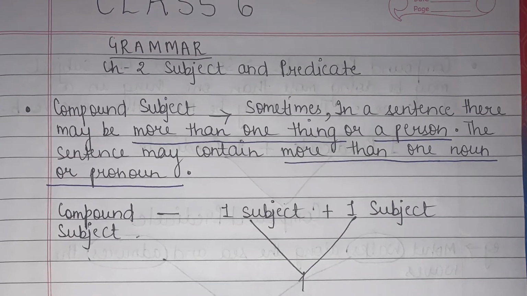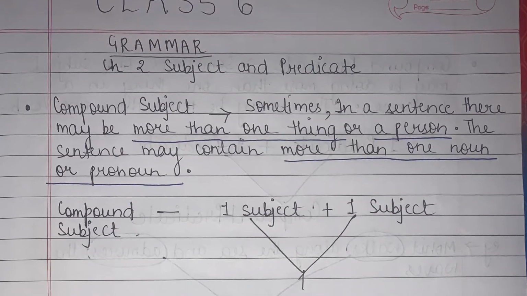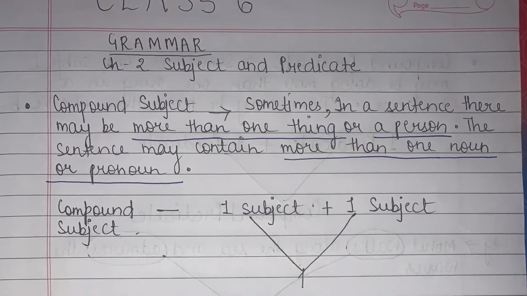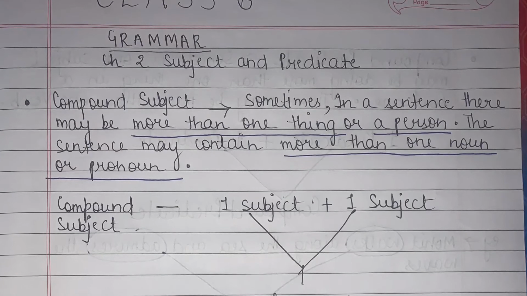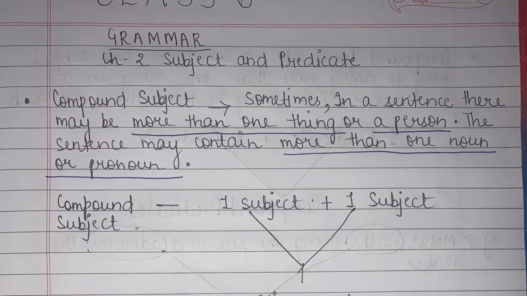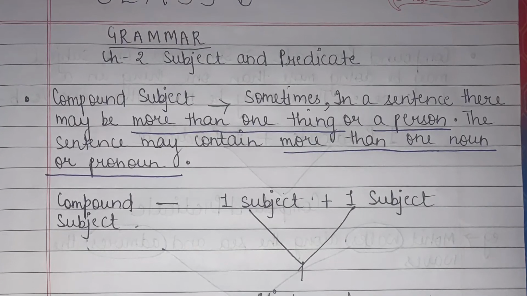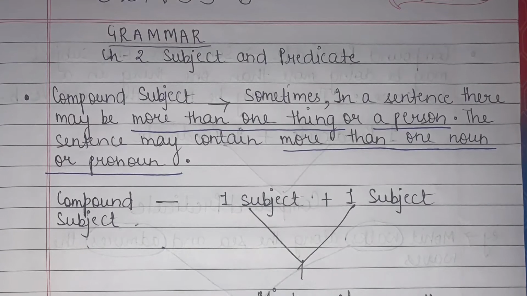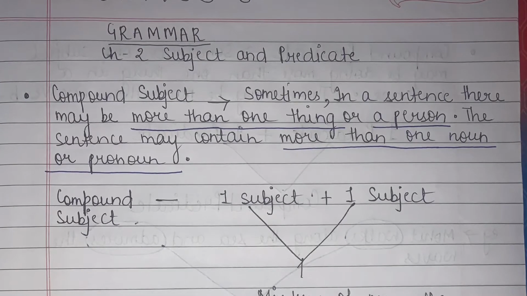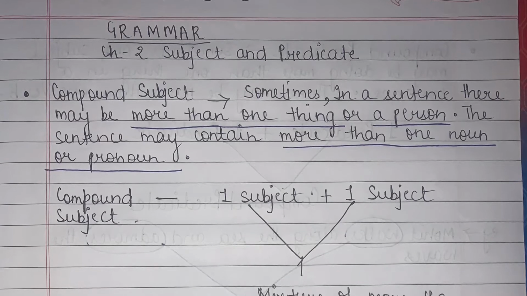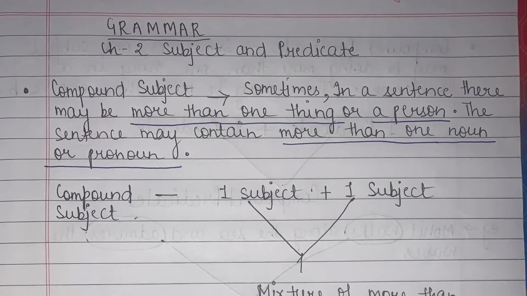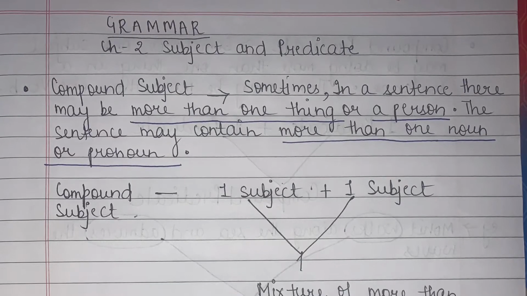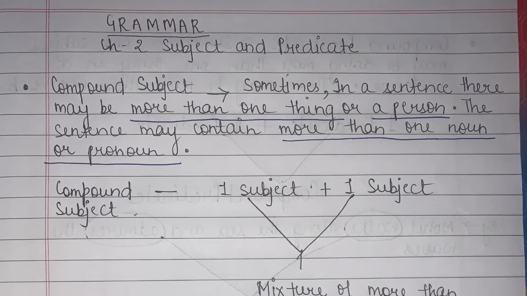So students, as you all know, we already understand what is a subject, right? Now comes a very important point: can it happen that in a sentence I can have more than one subject? Yes, the answer would be yes. Of course it can happen. Students, there may be chances that in a sentence we can have more than one subject. So what do we call that? We call that compound subject, right?